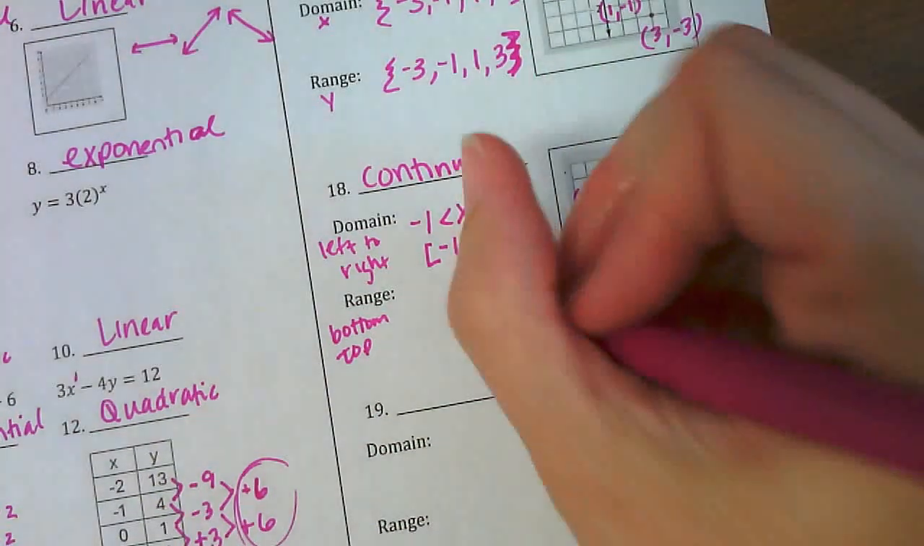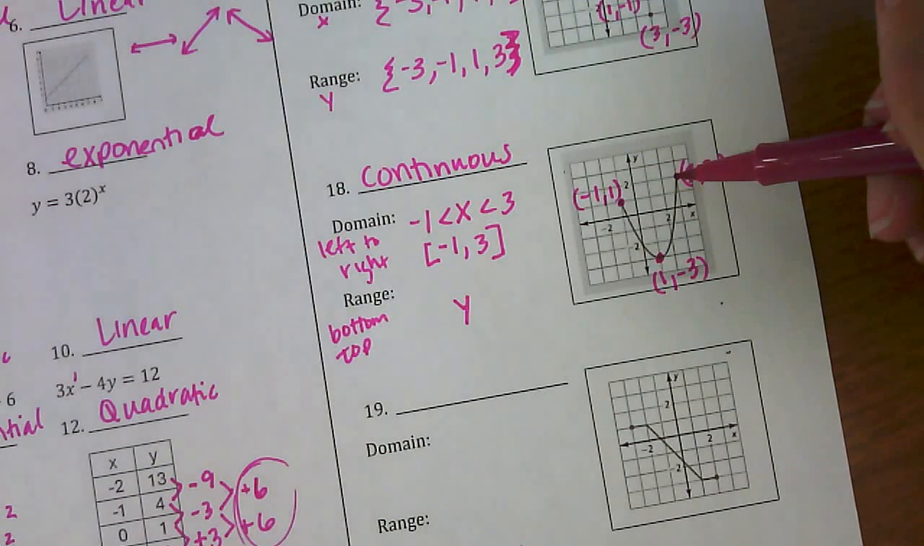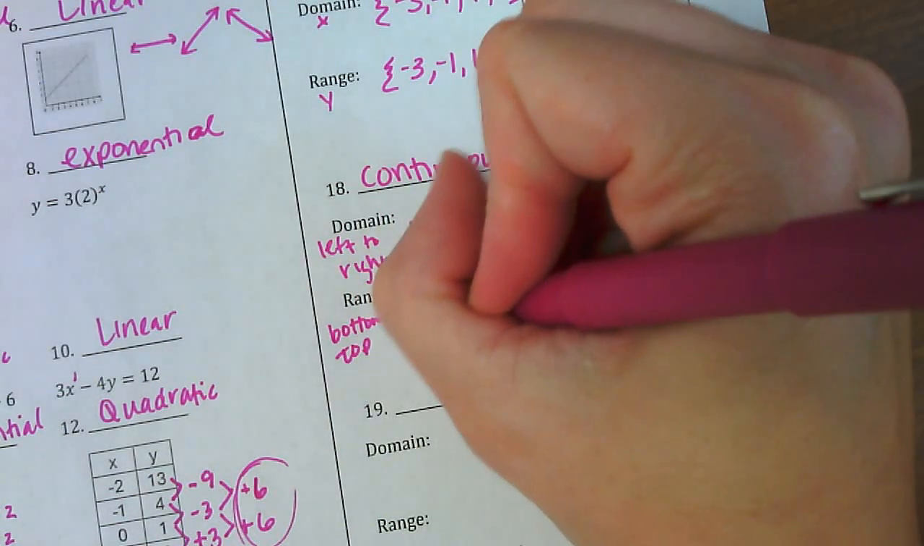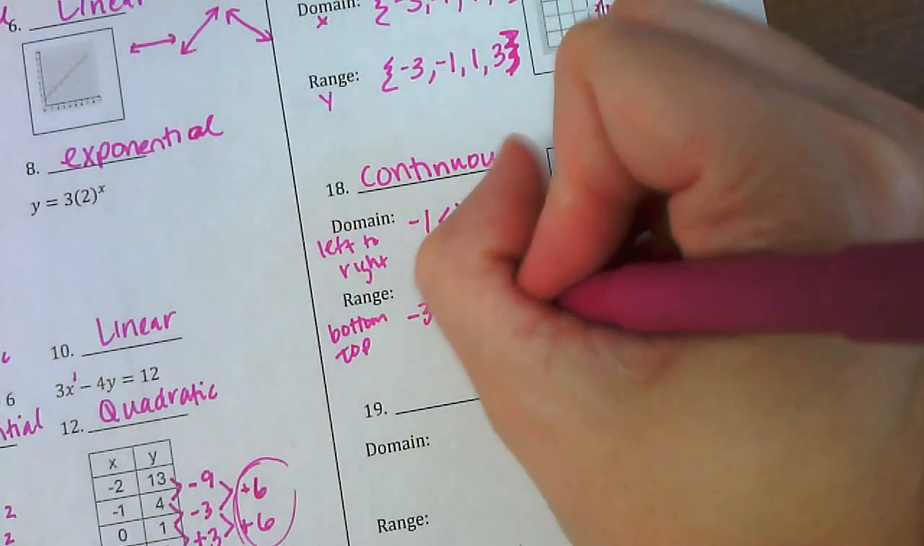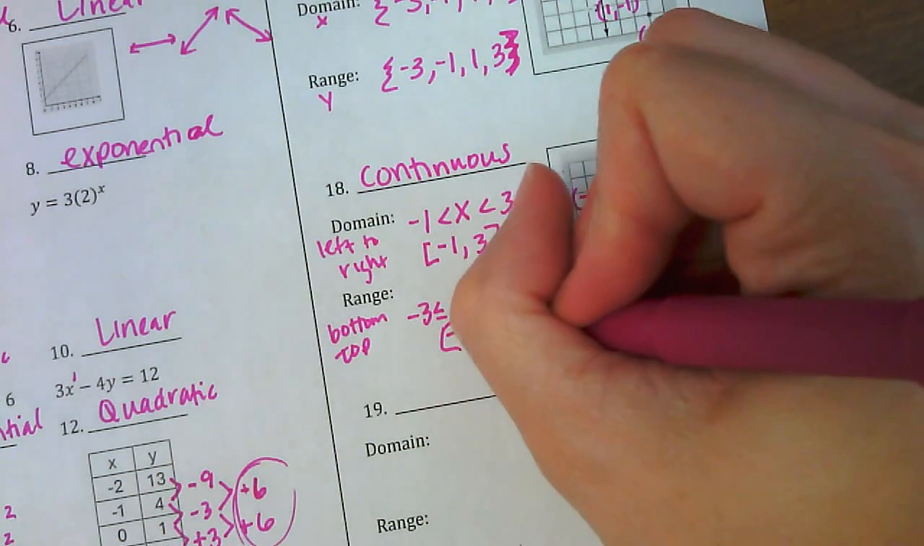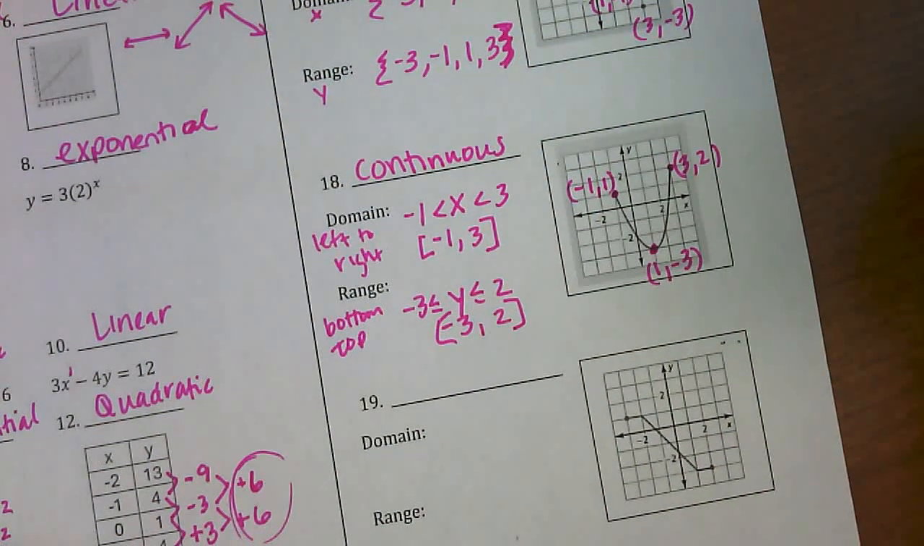For range, we're looking at y's. So our range went from the bottom, -3, to the top, 2. Or I can write -3 to 2.